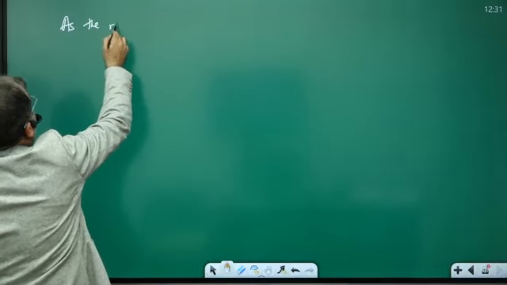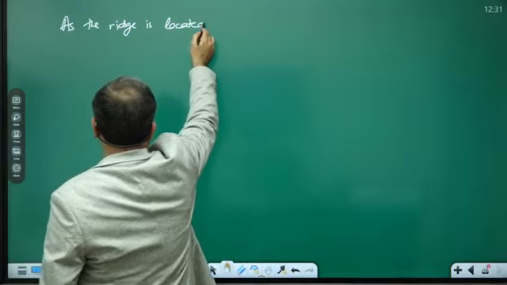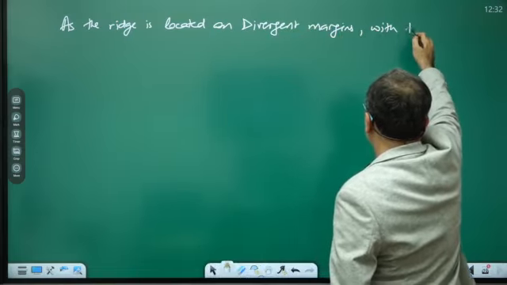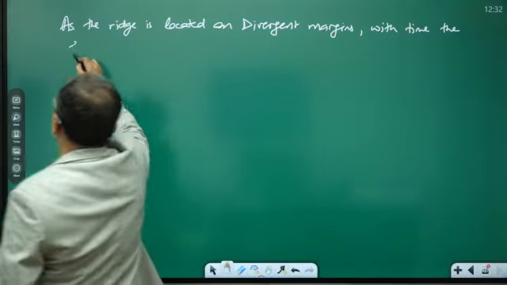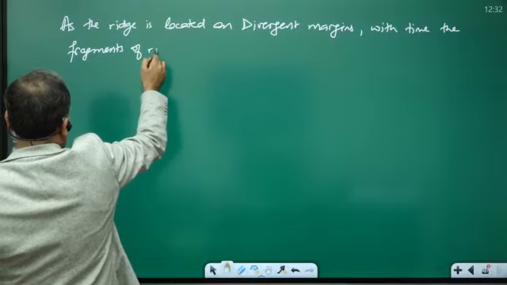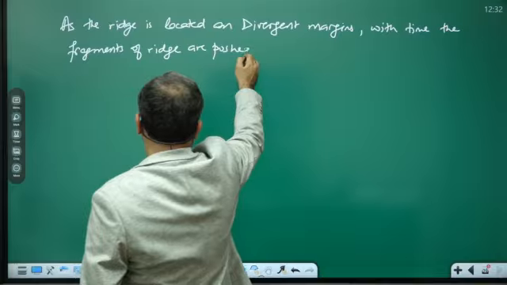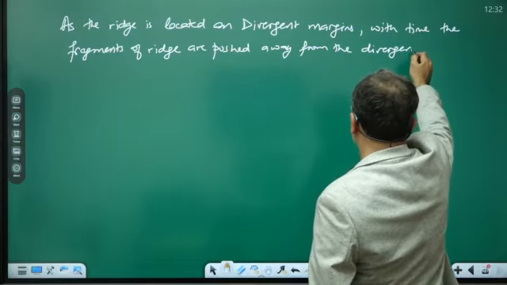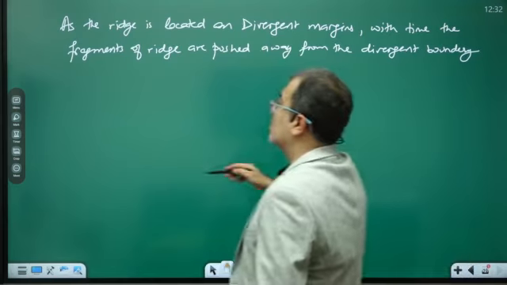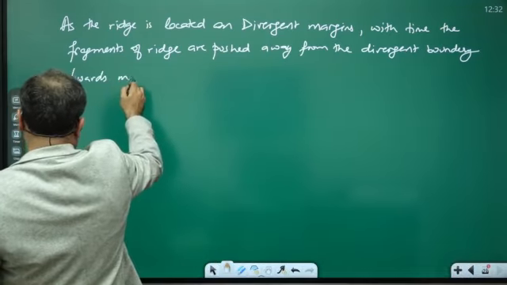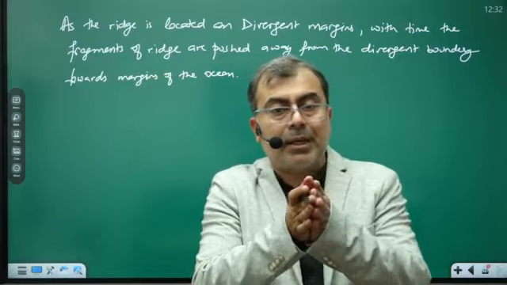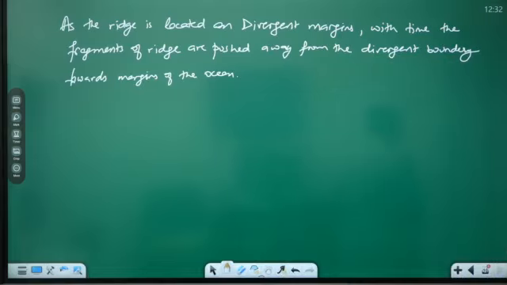As the ridge is located on divergent margins, with time the fragments of ridge are pushed away from the divergent boundary towards margins of the ocean. Is everyone okay with this statement? As it is expanding, the ridge is being pushed away from the margin. Yes? True? Do you agree with this statement?